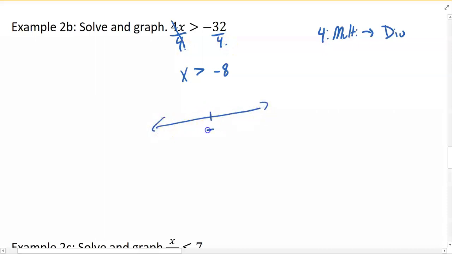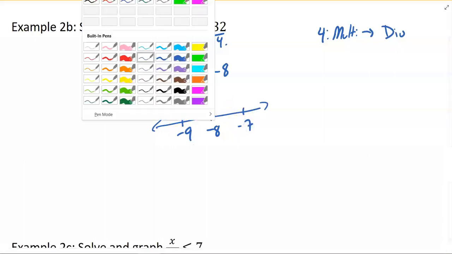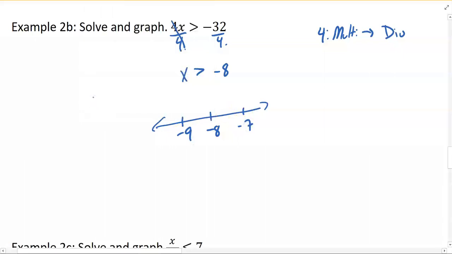So we're going to draw our number line. Here's negative 8. Negative 9 is to the left. Negative 7 is to the right. At negative 8, we're going to put what? A circle, because it's not equal to.